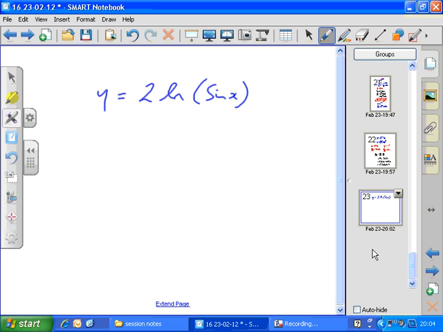To decide what the inner function is, let's have a look at it. You can see it effectively, it's in the bracket, but if we think about it for a second, if I wanted to find out what y was given x, the first thing I would do was find out what the sine of x was, and then I would find the natural log of that. So the inner function u is sine x. So we let u equal sine x, which means we can rewrite the original function as y equals 2 natural log of u.